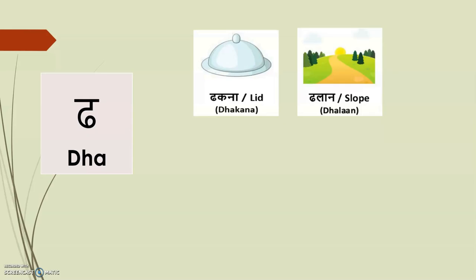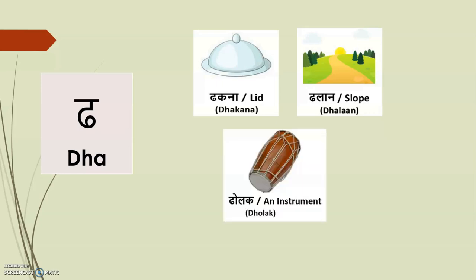In the next picture, we can see a slope, which is called dhalan in Hindi. In the third picture, we can see an instrument, which is called dholak in Hindi.